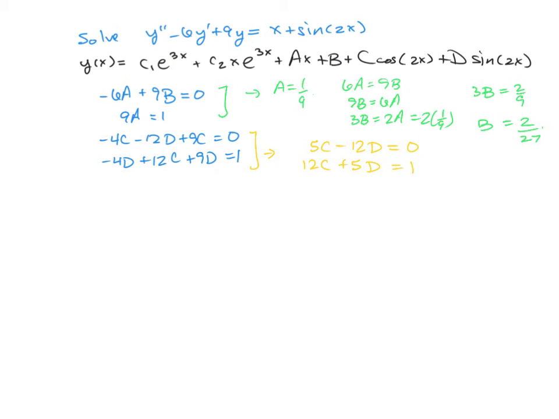So for this equation here, we need to multiply by constants, or we can go through and try substitution. Substitution is going to throw in a lot of fractions, so let's use elimination instead. I'm going to multiply the top equation through by a 5 and the bottom equation through by a 12. So that's going to make 25c minus 60d is equal to 0. And then the bottom equation, of course, is going to be 144c plus 60d is equal to 12.